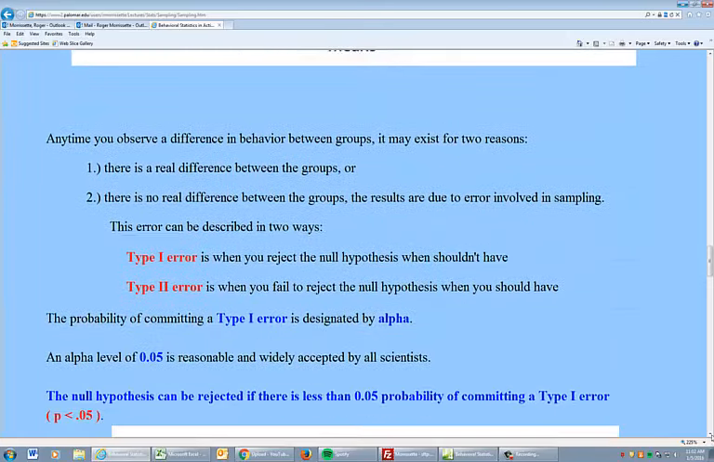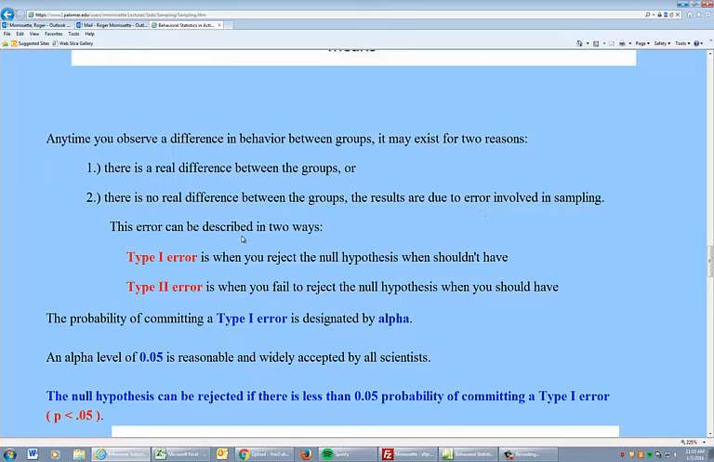Now, anytime you get a difference, it could exist for one of two reasons. One, it could be real. The independent variable really did drive that difference in a dependent variable. This cancer drug really does work. Or the second option, unfortunately, is we could have made a mistake somewhere down the line. The results are due to error involved in sampling or some other means.